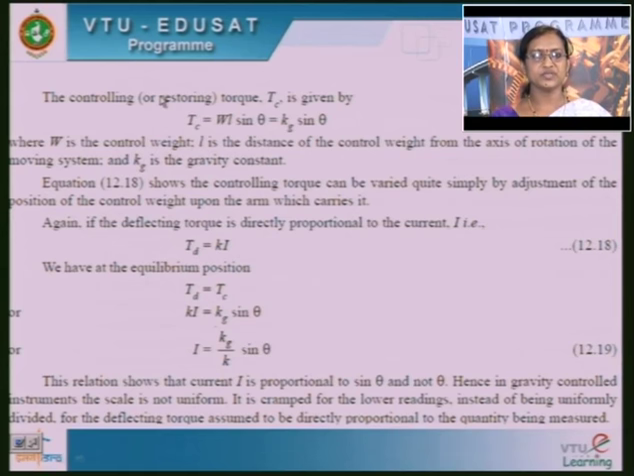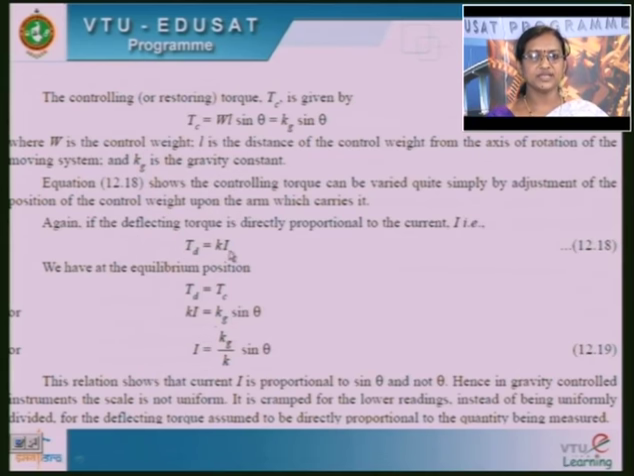Here you see the equations. The controlling torque TC is given by WL sin theta, which we are going to write as Kg sin theta. Kg is the constant for this gravity control, where W is the control weight, L is the distance of the control weight from the axis of rotation of the moving system, and Kg is the gravity constant.